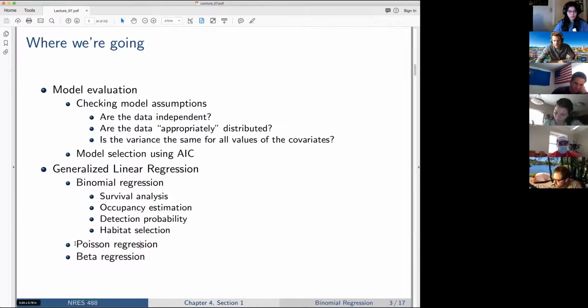And then after that, we're going to talk about Poisson regression. Poisson models are used for count data, and we also have lots of count data in wildlife. We like to count populations, see how many there are. Beta regression is used for looking at values between 0 and 1, so if we have proportions.